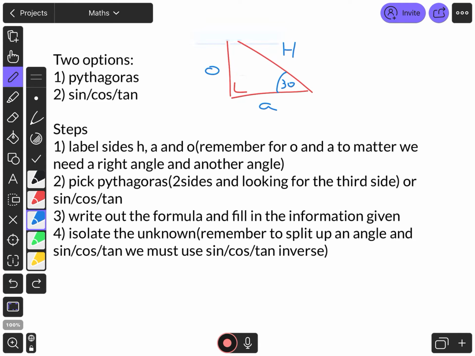Okay, the second step then when you're doing these questions is to either pick Pythagoras or sine, cos and tan. And the reason you'll know it's Pythagoras, it's the easier one to spot, is you'll have two sides, you'll be looking for a third. Every other time you're using sine, cos and tan. So two sides and looking for a third.